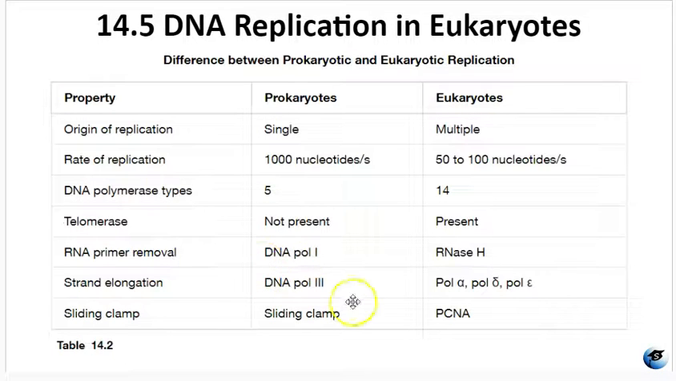Right, and the bulk of what is different is going to be here: what's happening at RNA primer removal and elongation, and all of these polymerases. I think that this is a good place for another video. We're going to look at a video that compares directly DNA replication in prokaryotes versus eukaryotes.